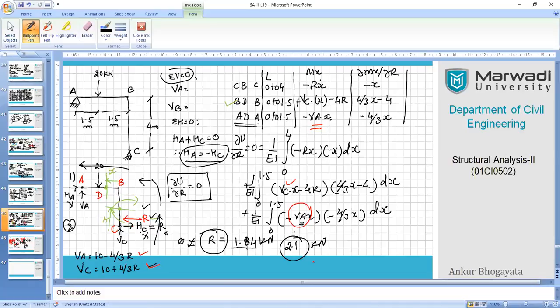Where have you written negative? In AD part. In any part, this is negative. You can see this. No, sir. In tables. Here. No, partial derivative. Yeah. Del Mx by del R, sir. Yeah, there. Okay, here. Yes, sir.